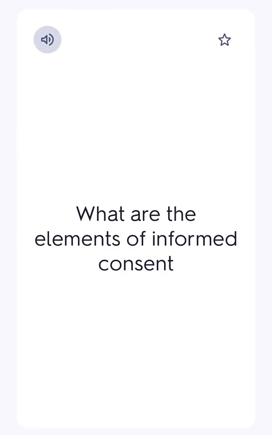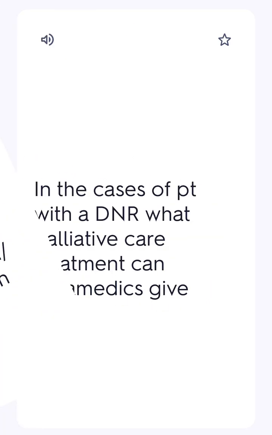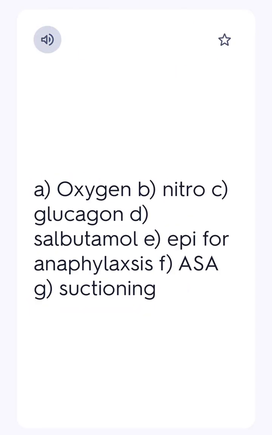What are the elements of informed consent? 1. Consent is voluntary. 2. Consent is about treatment. 3. Consent is informed. 4. Consent cannot be attained by fraud/misrepresentation. In the case of a part with a DNR, what palliative care treatment can paramedics give? A. Oxygen. B. Nitro. C. Glucagon. D. Salbutamol. E. Epi for anaphylaxis. F. Suctioning.